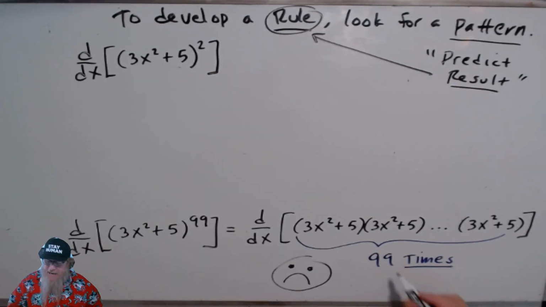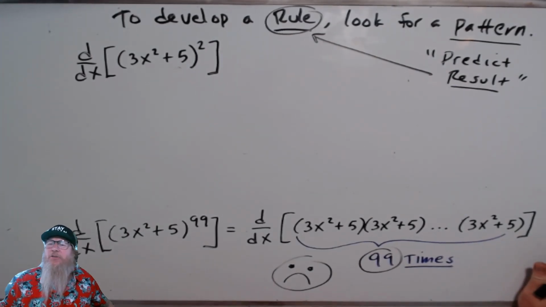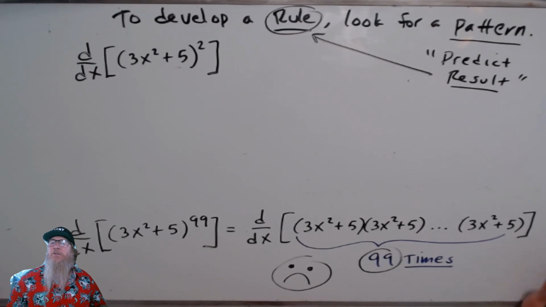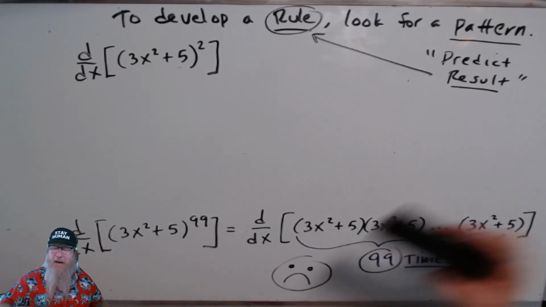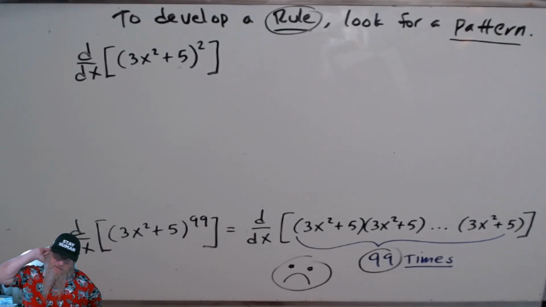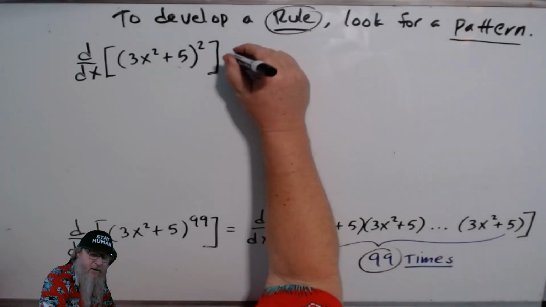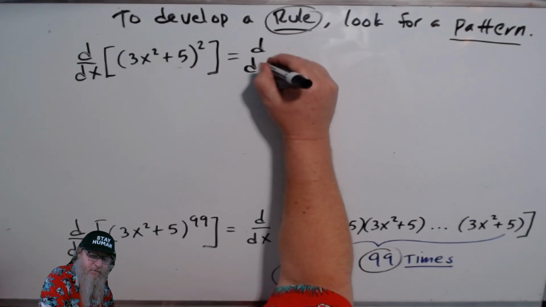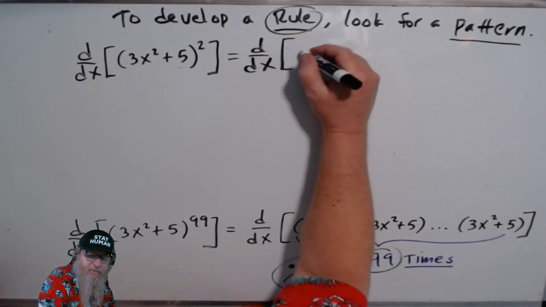Right, so 99 is way too many, so we're not going to try to do 99. We're just going to try 2 and see what happens and look for a pattern. All right, let's do 2. Ready? This will be easy. This is just the product rule from a couple videos ago.